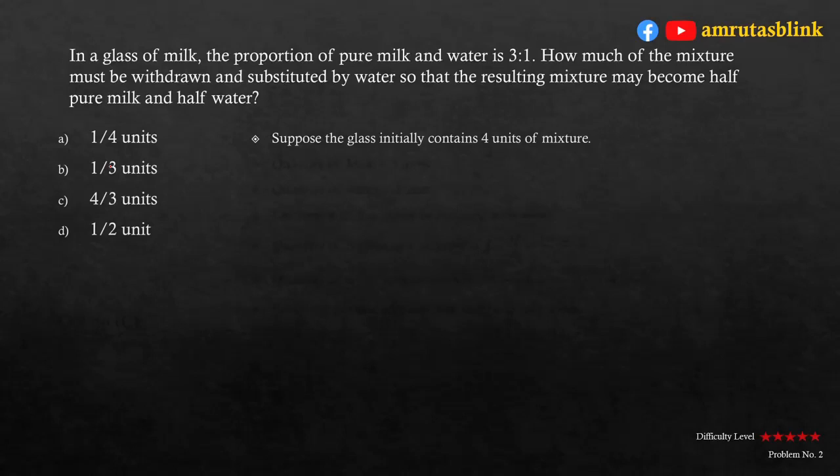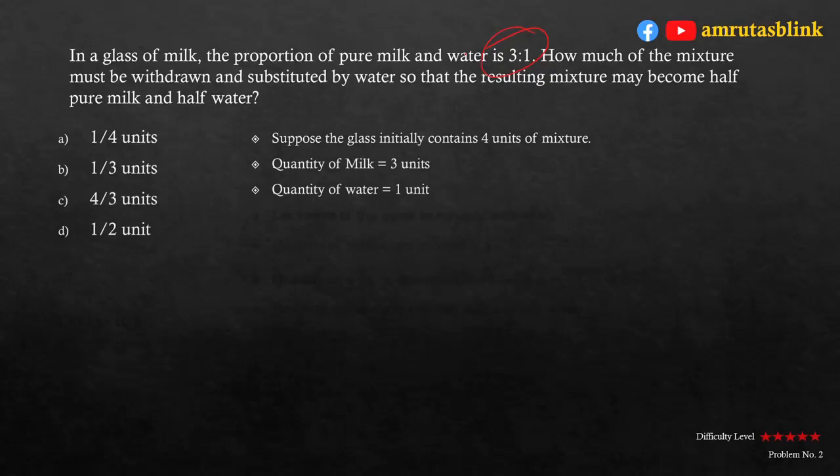Now first of all we will understand the problem. In a glass of milk, the proportion of pure milk and water is 3 as to 1. So suppose you have one glass which has a capacity of 4 units. Now in this capacity of 4 units there are 3 units of milk and 1 unit of water. So initially your glass contained 4 units of mixture, in which the quantity of milk is 3 units and the quantity of water is 1 unit.